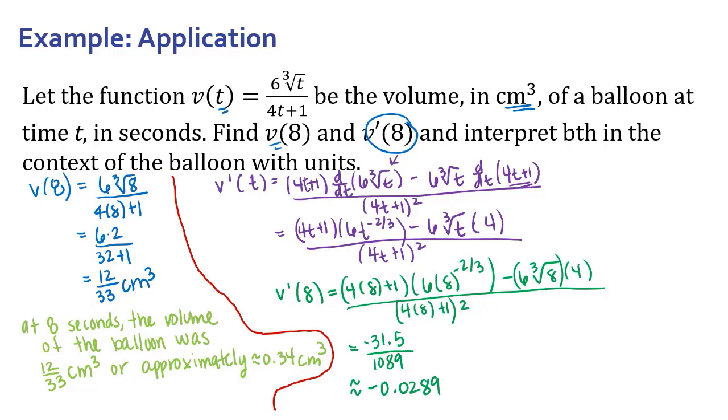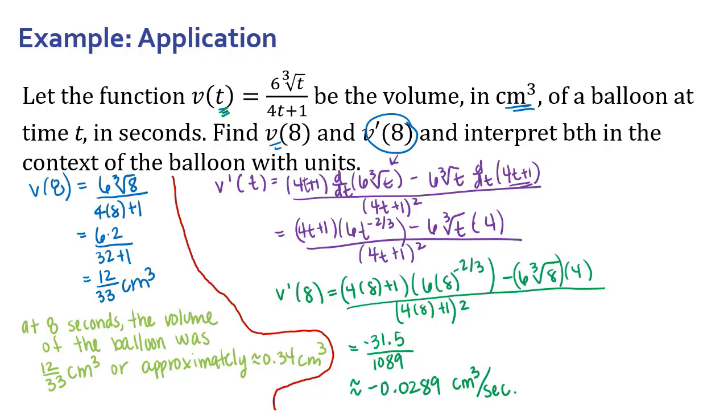All right, let's figure out our units. So this is the derivative of the original formula, so change in y, so cm cubed is those units, over the change in x, which is t in this case, which is seconds. So centimeters cubed per second.